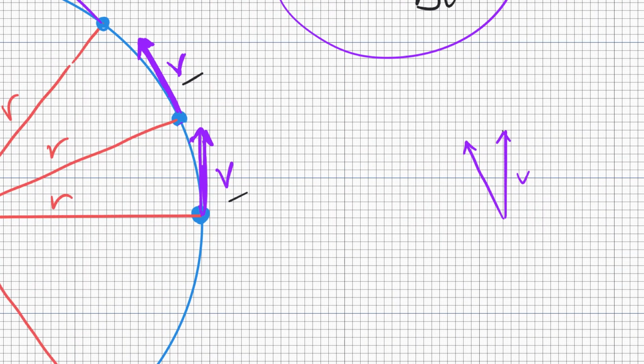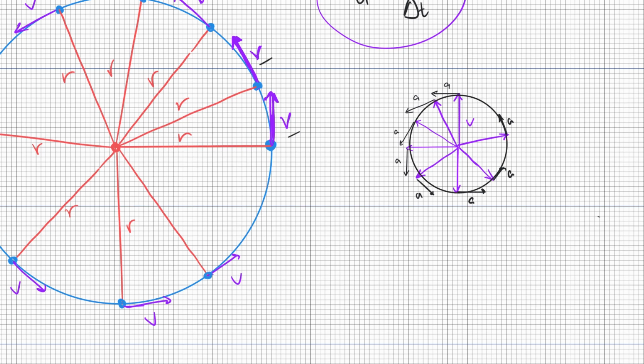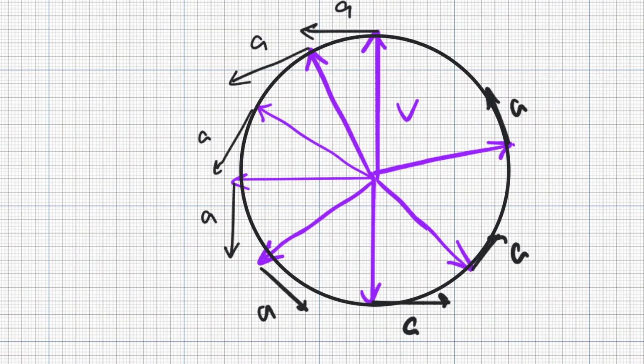That's my average acceleration. However, I don't really want to deal with average acceleration. I want to deal with instantaneous accelerations. So the first acceleration is going to be perpendicular to v, and the second acceleration will also be perpendicular to its v. And if I keep drawing all the v's from the left-hand circle on the right, I'm going to draw a circle, and at every single v, there's an acceleration that is perpendicular to that v.